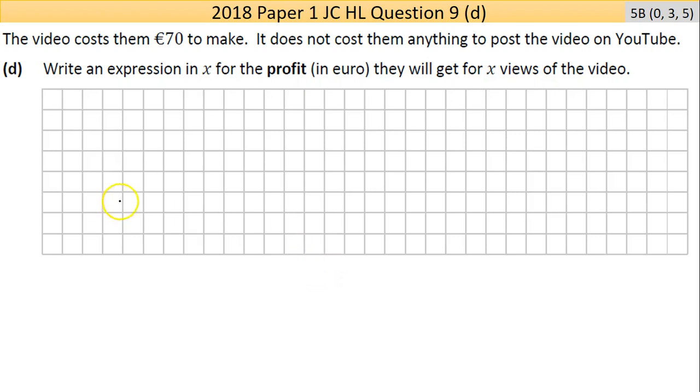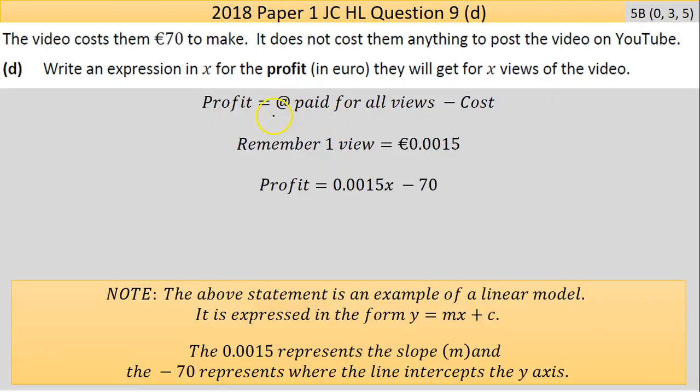Okay, so that's tricky enough. I might as well go to the answer here just because it'll be easier to work through it. So I have a statement written here. It says profit is the amount paid for all the views they had, take away the cost of production, the cost of making the video. Simple as that.